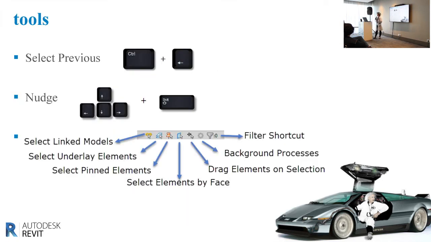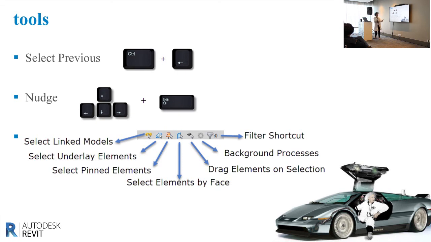Okay, some quick tools to select something you just selected, used previously or deselected just now. Control, the left arrow will select the previous item. Nudge, do you know you can use your keyboard arrows to nudge elements up, down, left or right? The closer you move into that element, the smaller the increments it jumps. The further you zoomed out, the bigger the increments it jumps. Okay, that's quite nice.